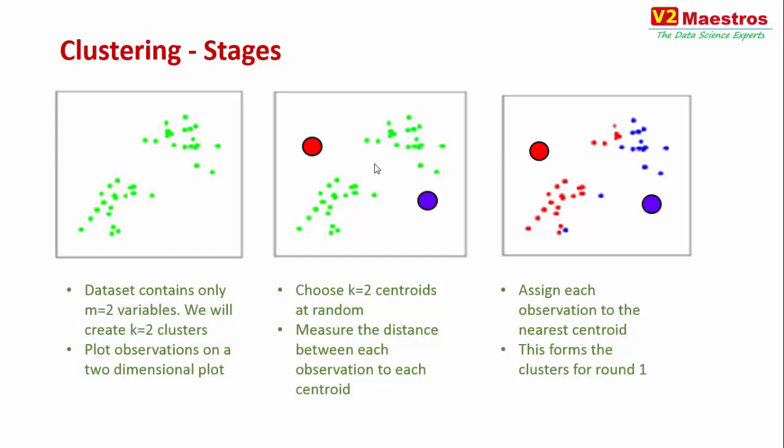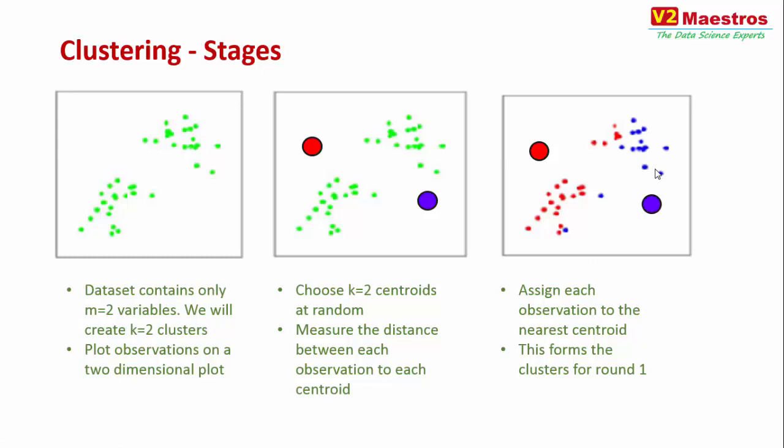So at the end of this assignment, every point is assigned a set of dots. So these blue dots are assigned to this centroid, and then the red dots are assigned to this centroid. Now this becomes your clusters for round 1 of clustering. So clustering happens in many rounds. The first round of clustering, these are your clusters. So you have the red dots forming the red cluster and the blue dots forming the blue cluster. So this is round 1.